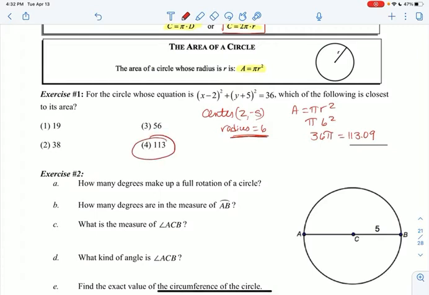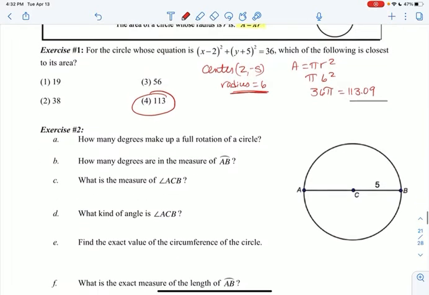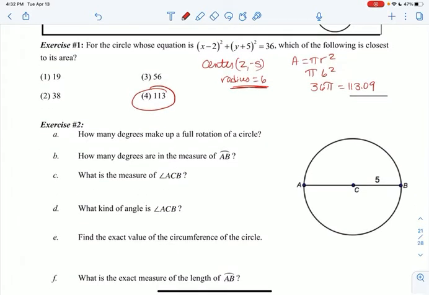Now that we've practiced how to do the area of the entire circle, let's talk about finding the area of just a part of the circle. So how many degrees make up a full rotation of a circle? If I started here at point B and went completely around the circle, all the way back to point B again, everybody should know at this point that that's 360 degrees.